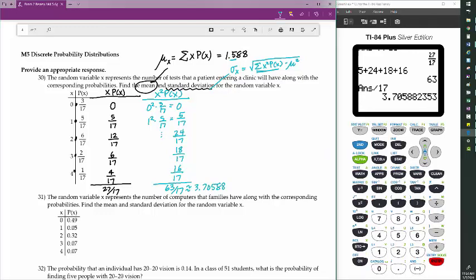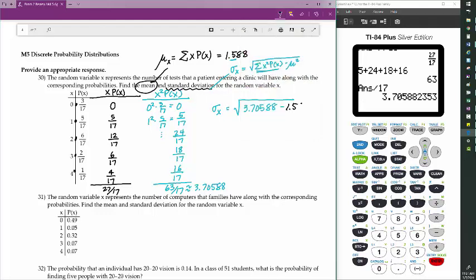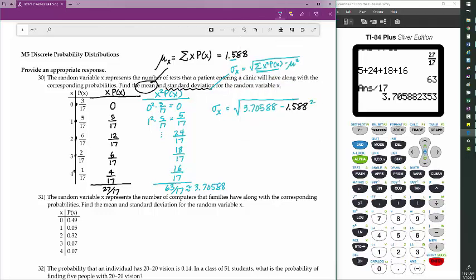3.70588. So then, just to finish the formula out, we need to take the square root of this number we just found, the sum of x squared times px, 3.70588, minus the mean that we found previously, 1.588, squared by the formula. The formula said squared, so square it. I like to do it all at one time in the calculator.